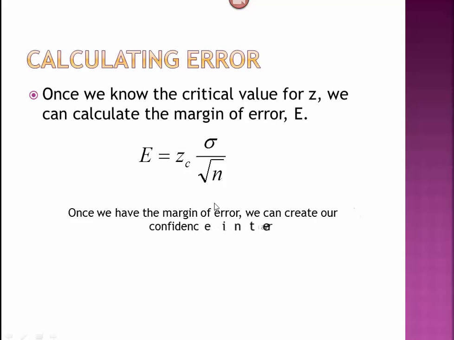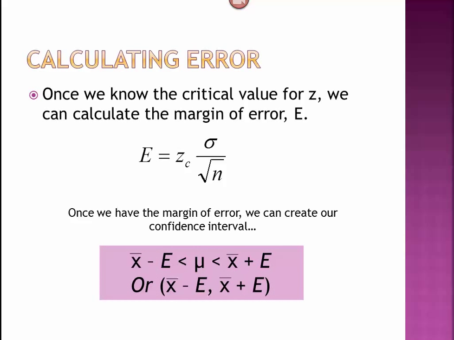Once we have the margin of error, we create our confidence interval by adding and subtracting it to our point estimate x bar.